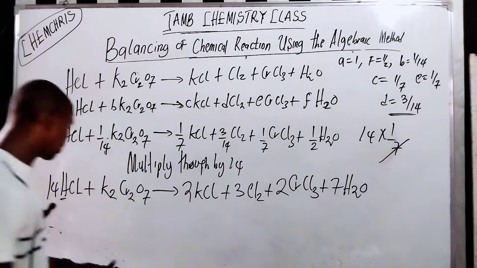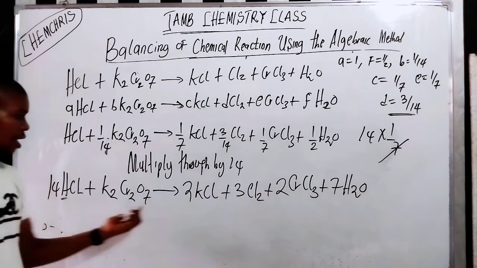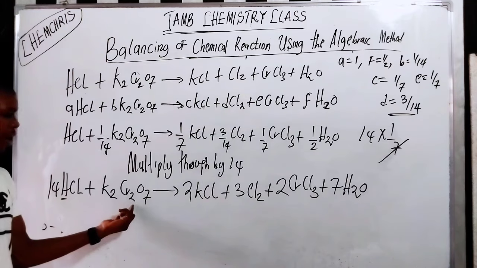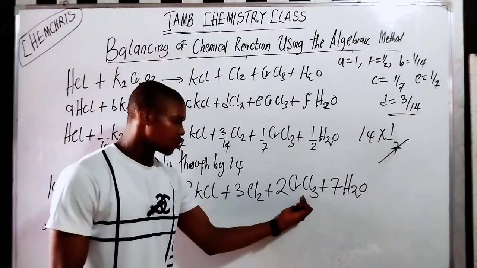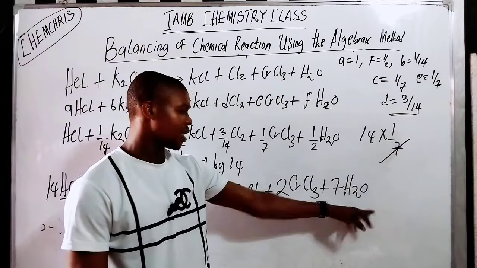The next one to look at is potassium. How many potassium do you have here? Here we have 2. How many do you have here? Here we have 2. Correct. Now chromium. How many chromium do you have here? Here we have 2. How many do you have here? 2. Correct. Oxygen, 7. How many oxygen do you have here? Here we have 7. So you see?